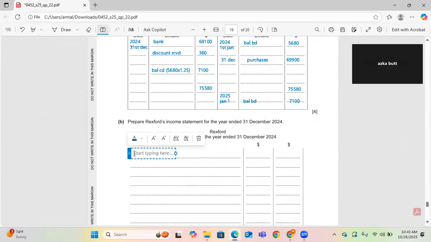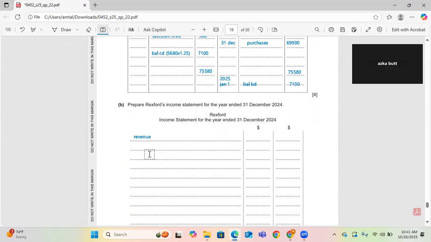So students, in the income statement, first of all, we will write the revenue, and we don't know what the revenue is because in the whole information there is no information regarding revenue. Then we have to deduct the cost of sales.